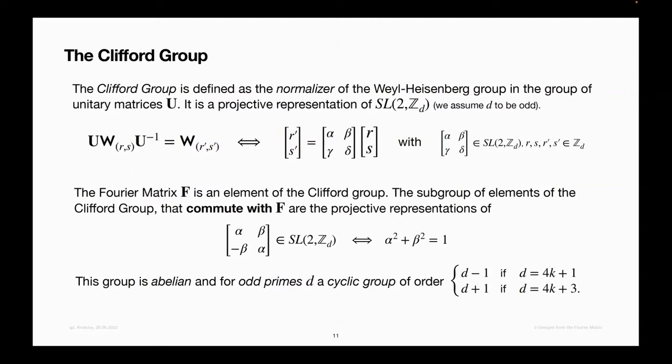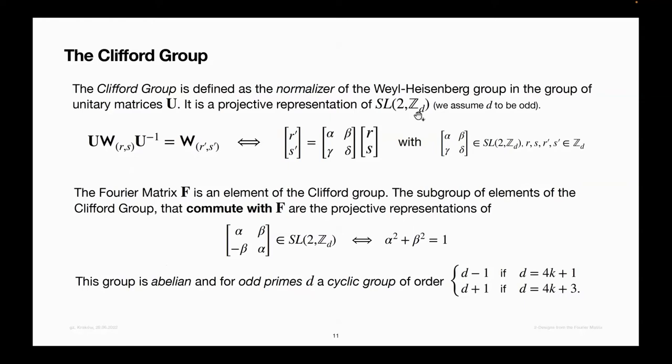To proceed, we need another concept, the concept of the Clifford group, which was also already mentioned quite frequently on the first day. The Clifford group is the normalizer of the Weyl-Heisenberg group in the unitary matrices, and it's actually isomorphic to the two times two matrices with entries modulo D.